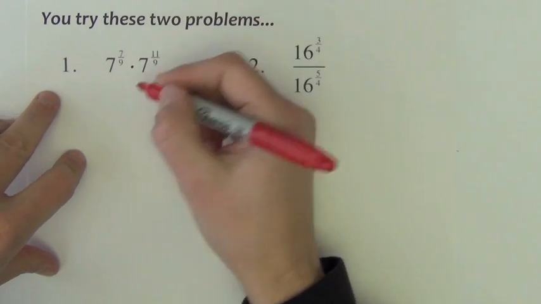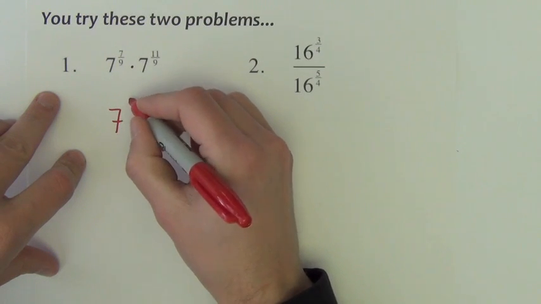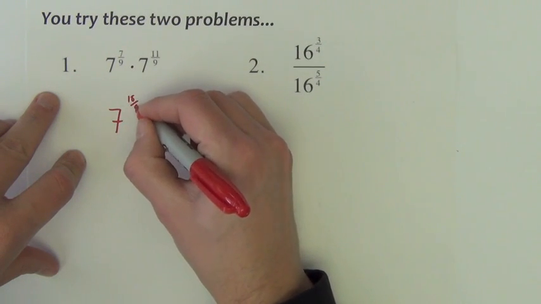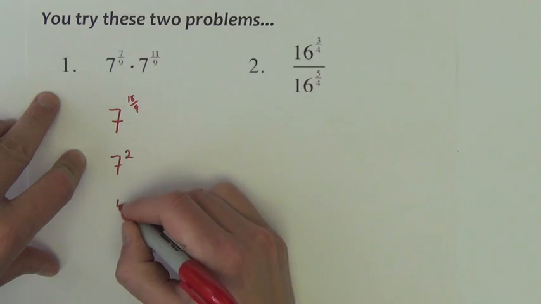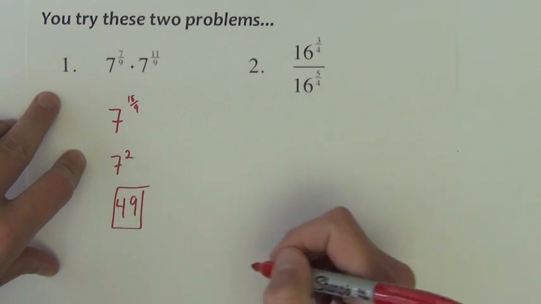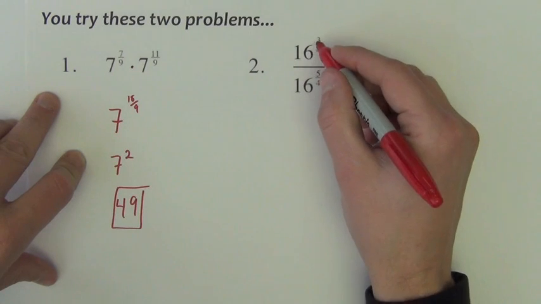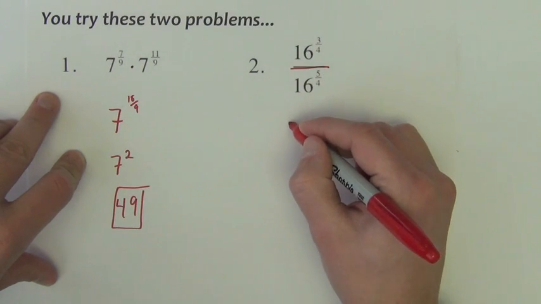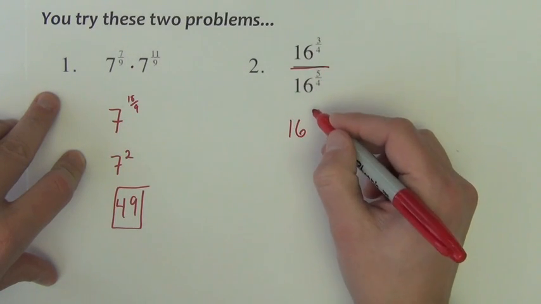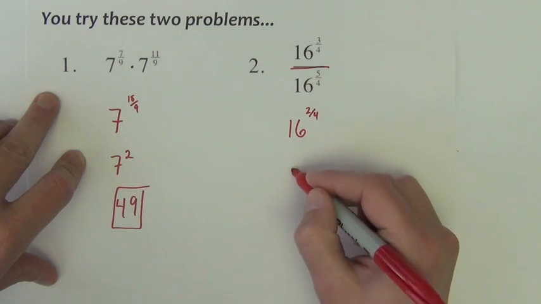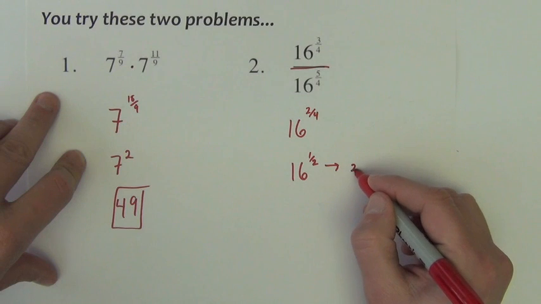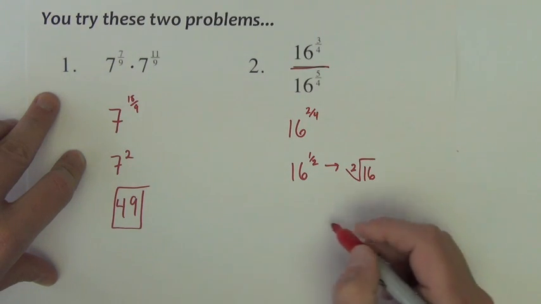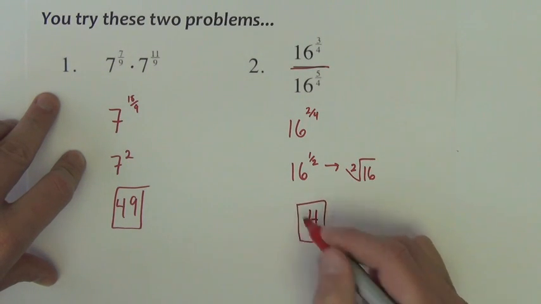First one is a multiplication problem, so we add the exponents. Add to 18/9, which reduces to 2. 7 squared gives us 49. Next one is a division problem, so we subtract. 3/4 minus 5/4 is 2/4, which reduces to a half, and that is the same as the square root of 16, and we get 4.